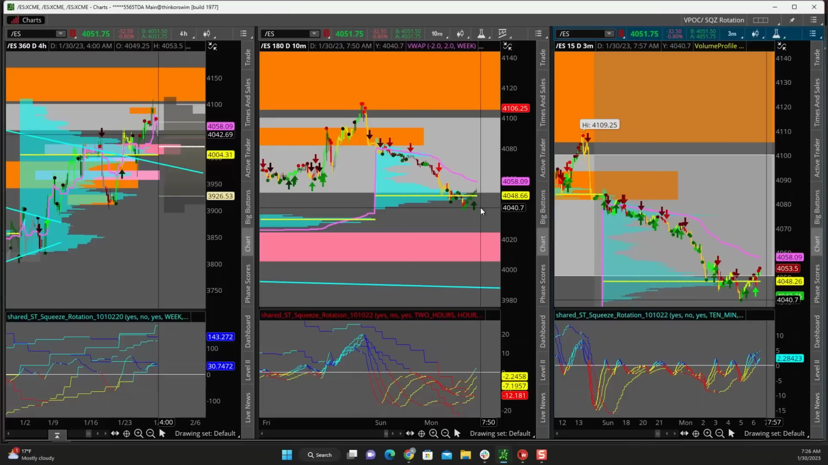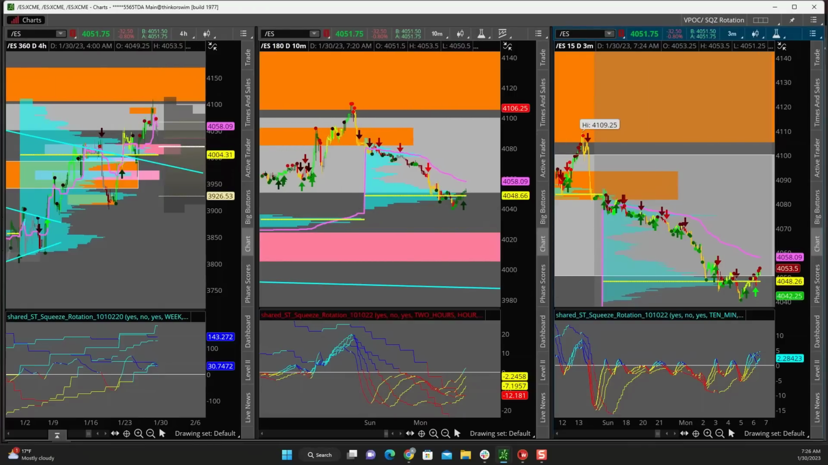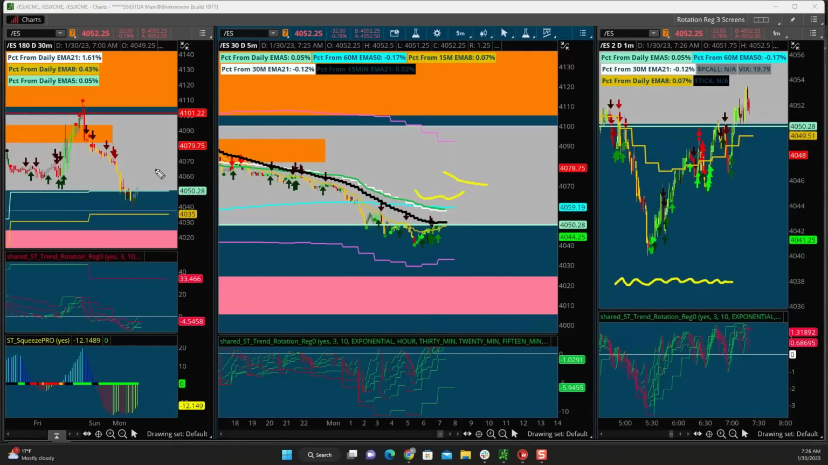Then also right here, what I'm pointing out is the point of control for the day is down here about 40.50, and we're starting to base and push back up. Right here is the weekly VWAP at 40.58, and what's unique about 40.58 is that it lines up perfectly with the 60-minute 50 EMA, the 30-minute 21 EMA, and the daily VWAP, and then we have the weekly VWAP. So 40.60 is an important area.